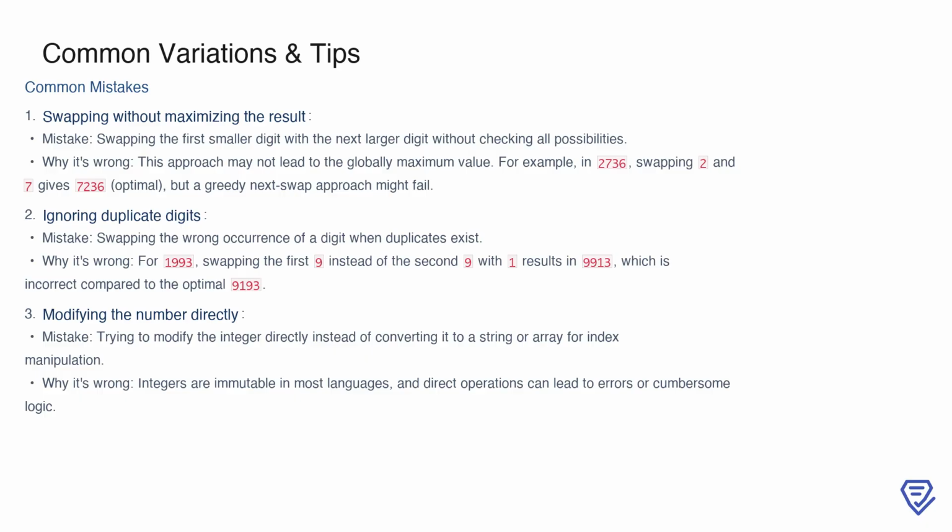Another issue arises when dealing with duplicate digits. If you don't carefully select which occurrence of a digit to swap, you may end up with a suboptimal result. For instance, in the number 1993, swapping the first 9 instead of the second 9 with the 1 gives 9913, which is incorrect compared to the optimal 9193. Lastly, trying to modify the number directly as an integer instead of converting it to a string or array for easier manipulation is a common pitfall. Since integers are immutable in most programming languages, this can lead to cumbersome logic and unnecessary errors.